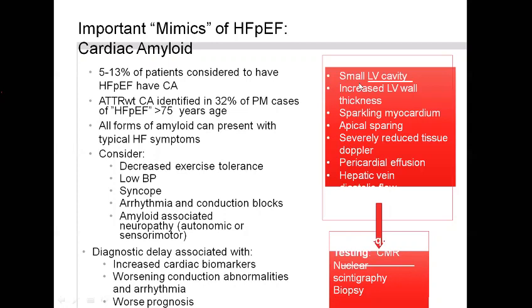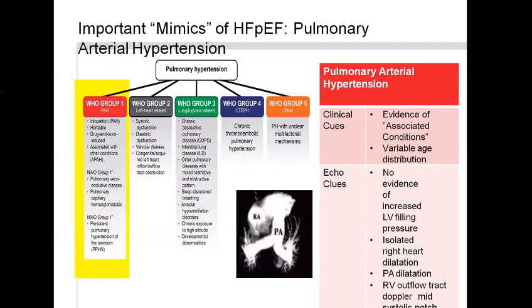It shows a small LV cavity, increased wall thickness, sparkling myocardium, apical sparing. A tissue Doppler is hard to get, there might be pericardial effusion, and hepatic vein diastolic reversal with inspiration. So unlike in constrictive pericarditis, there's hepatic vein diastolic flow reversal with inspiration. And you can use cardiac magnetic resonance, or technetium pyrophosphate scintigraphy, to diagnose cardiac amyloid. Because this is a very common disease with increasing age. It is said that above 80, almost 25% of people might have cardiac amyloidosis producing some amount of diastolic dysfunction.